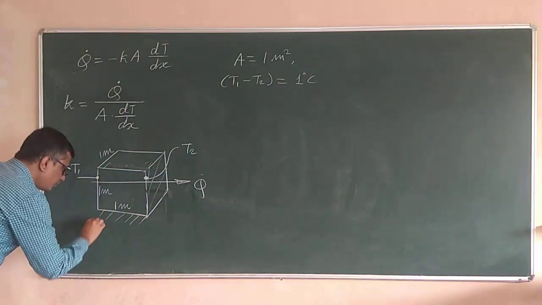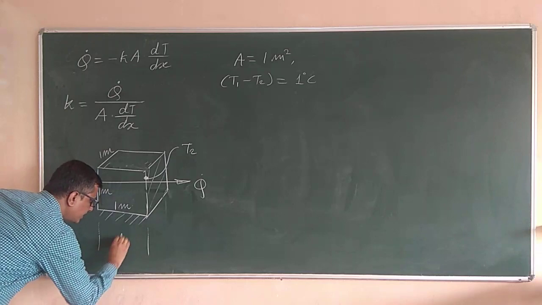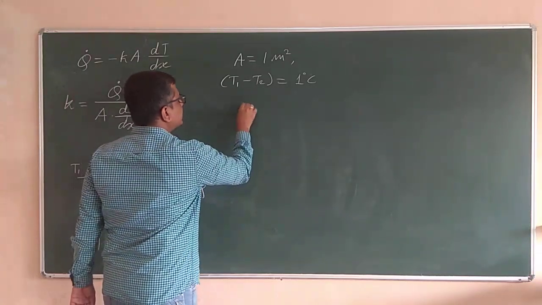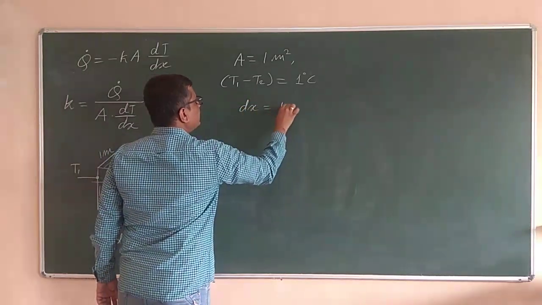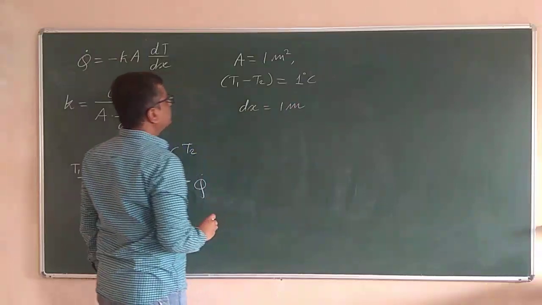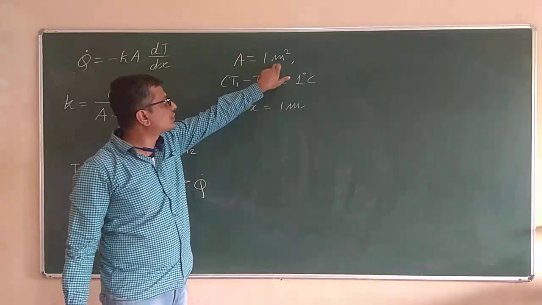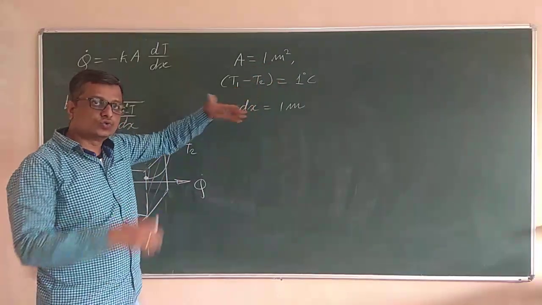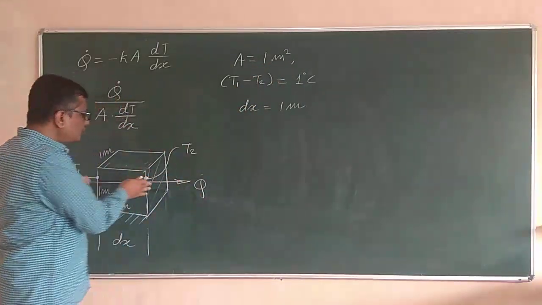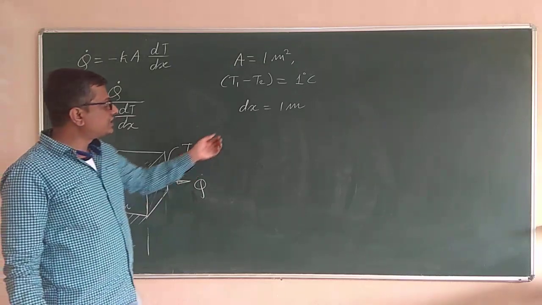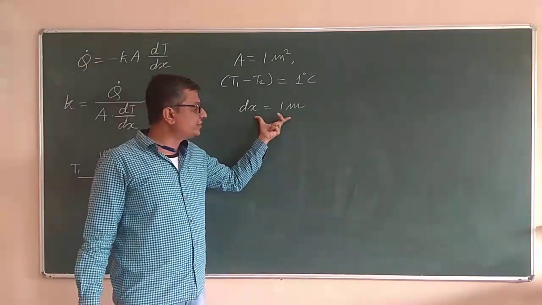And this length we have to take down as the term dx. So here dx is also equal to 1 meter. So what parameters am I getting? I am getting the area normal to the direction of flow of heat as 1 meter square. The temperature difference across two opposite surfaces of a cube is 1 degree Celsius, and the length of the cube is 1 meter.